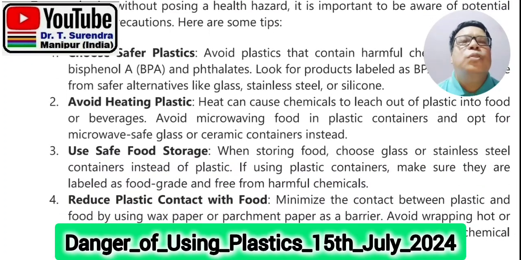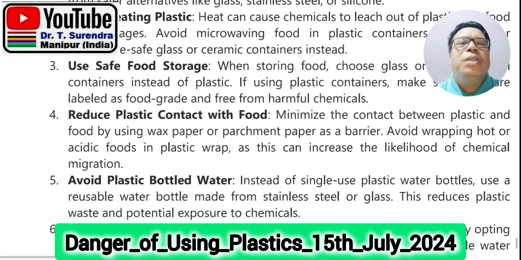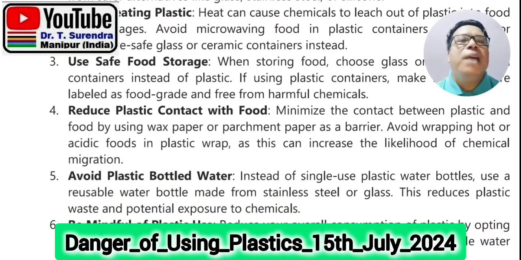Use safe food storage. When storing food, choose glass and stainless steel containers instead of plastic. If using plastic containers, make sure that they are labeled food grade and free from harmful chemicals. Reduce plastic contact with foods. Minimize the contact between plastic and food by using wax paper or parchment paper as a barrier. Avoid wrapping hot or acidic food in plastic wrap. This can increase the likelihood of chemical migration.